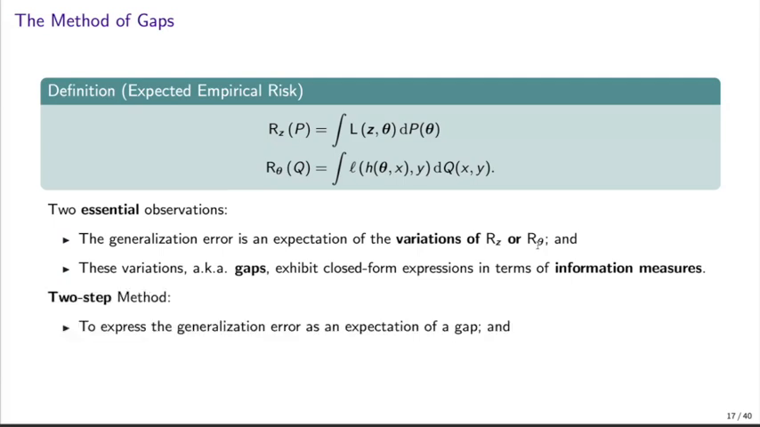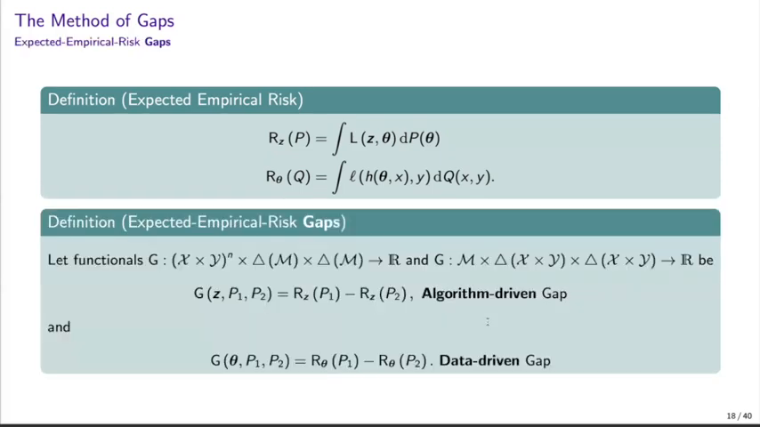So the method of gaps can be described quickly as a two-step method in which the first step is to express the generalization error as an expectation of a gap. This is what we are going to do right now. And the second step is to use the properties of gaps for obtaining the closed form expression that you like the most or that you need the most.